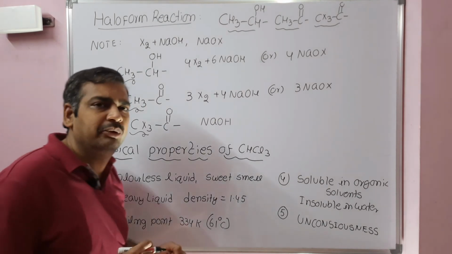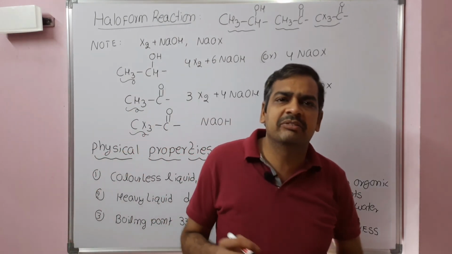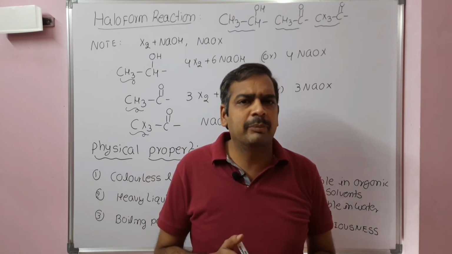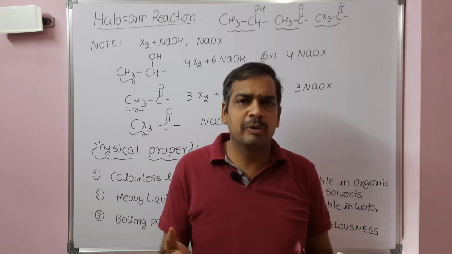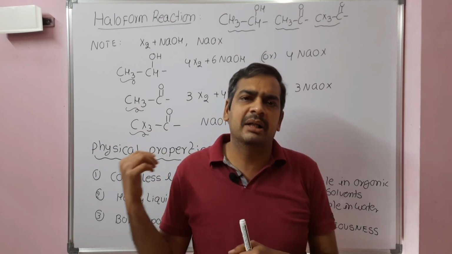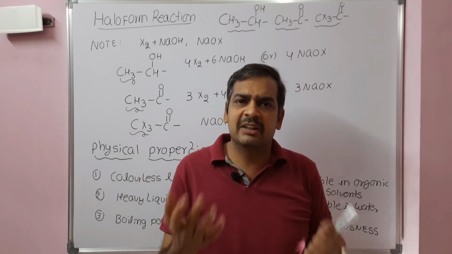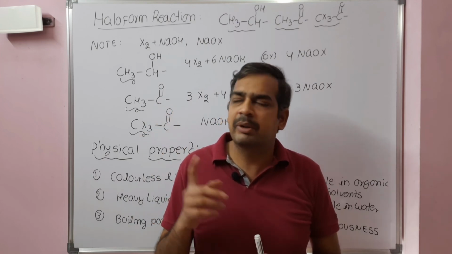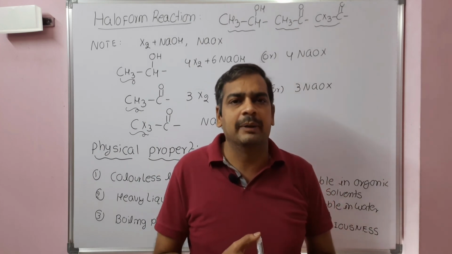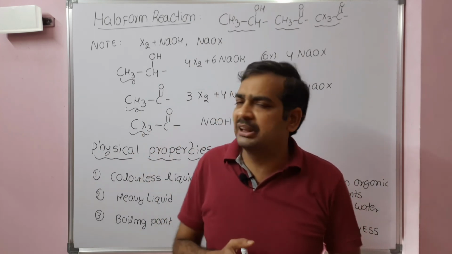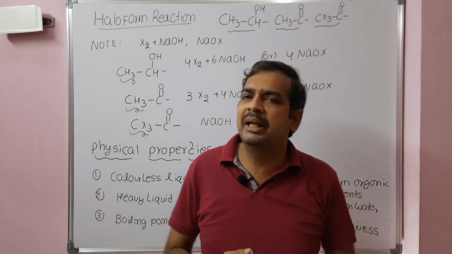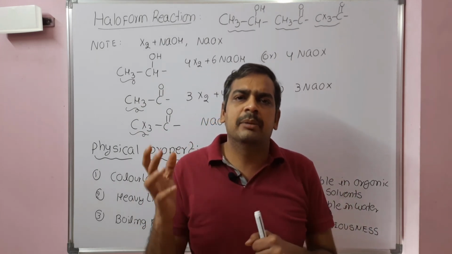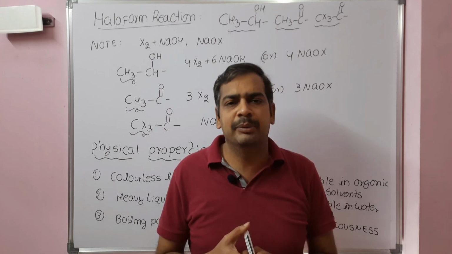So this is about today's class. In today's class, we covered haloform reactions: preparation of chloroform from acetone, preparation of bromoform from alcohol, aldehyde and trihalogen compounds, preparation of iodoform from alcohols, aldehydes and ketones and trihalo compounds. We also covered physical properties, and we made one important note regarding the equivalence of the halogen in combination with sodium hydroxide and sodium hypohalite.